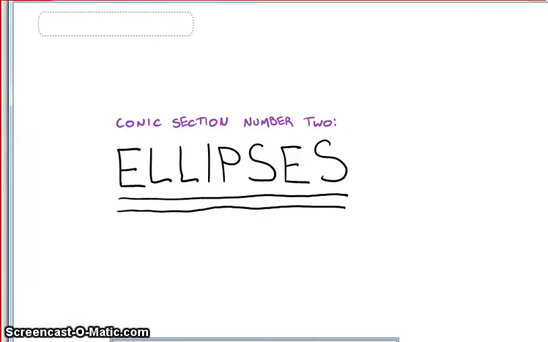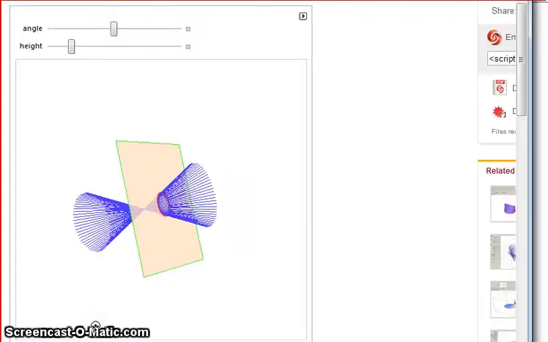Alright, ladies and gentlemen, today we're going to take a look at the second of our conic sections. This family of conic sections is called the ellipse. The plural of one ellipse is many ellipses. So let's take a look first at why they are called conic sections.